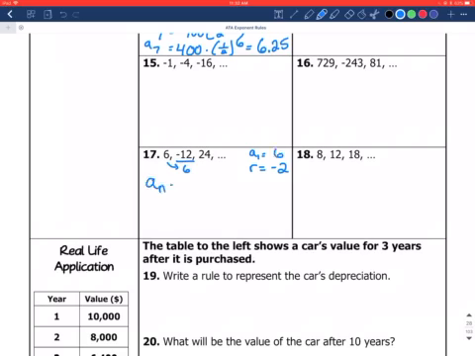So to set up an equation, we'll take our first term, 6, and then put negative 2 to the n minus 1 power. All right. Now, one thing I do want you guys to understand here, and you should know your exponent rules from last week, you cannot multiply the 6 and the negative 2 first.